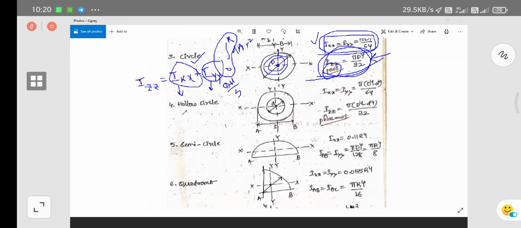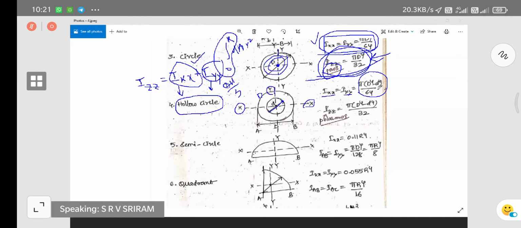In a similar way, you can find it for a hollow circle. If you go for a hollow circle, which has a smaller circle inside and a larger circle of capital D diameter, it also has central axes xx and yy. To find the moment of inertia for the hollow circular section about central axes xx and yy, about any axis you get the same geometry, so it will definitely be pi times D power 4 minus d power 4 by 64.